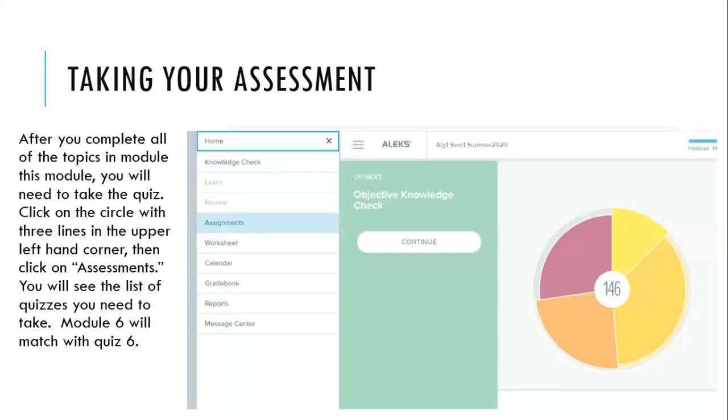Don't forget that every module needs an assessment with it. So if this is Module 6, you now need to go complete Quiz 6 for this one. Thanks so much, and you're going to move on to Module 7.